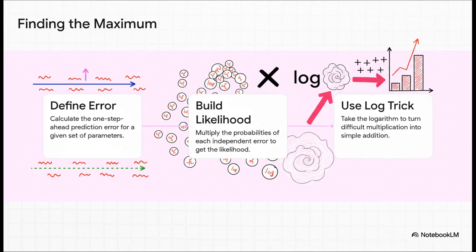But big problem. Trying to multiply a million tiny numbers between 0 and 1 on a computer is a recipe for disaster. The result just vanishes into 0 because of rounding errors. And that's where step 3 is our hero. We take the natural logarithm of the likelihood. Because of how logs work, the log of a product becomes the sum of the logs. So we've turned an impossible multiplication problem into a simple, stable addition problem. Finding the peak of this new log likelihood function gives you the exact same answer as the original, but it's 1,000 times easier to actually compute.